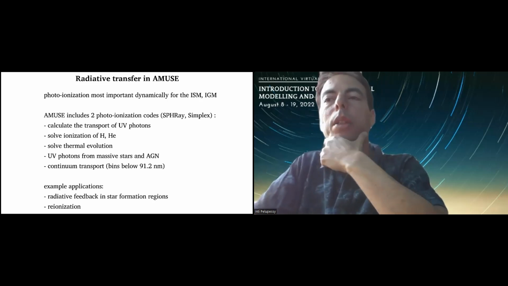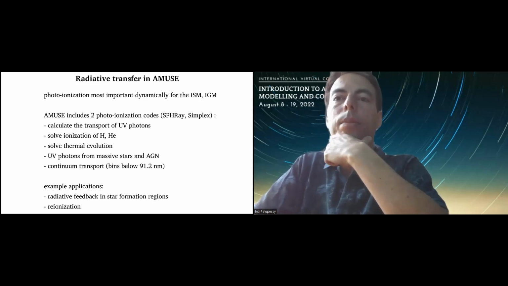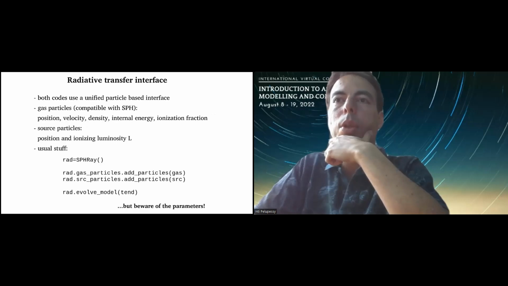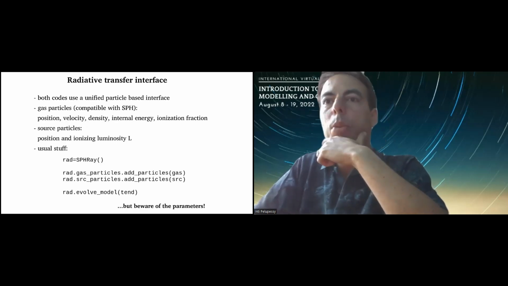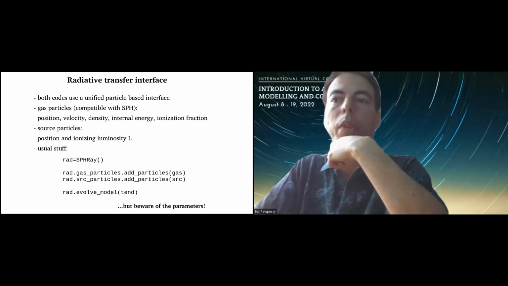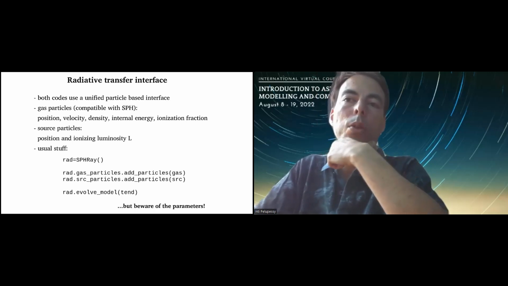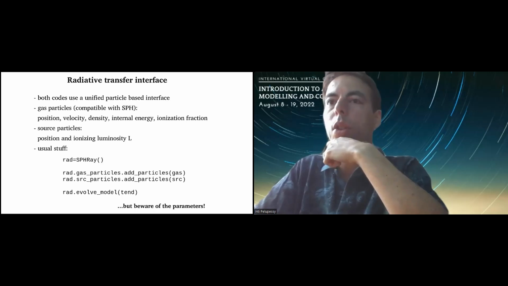So at the moment, the radiative transfer codes are mostly geared towards this process. And again, I'll skip this because it's not part of the tutorial for today. But the interface is very similar to the interface for SPH, and also very similar to the interface for gravitational codes.